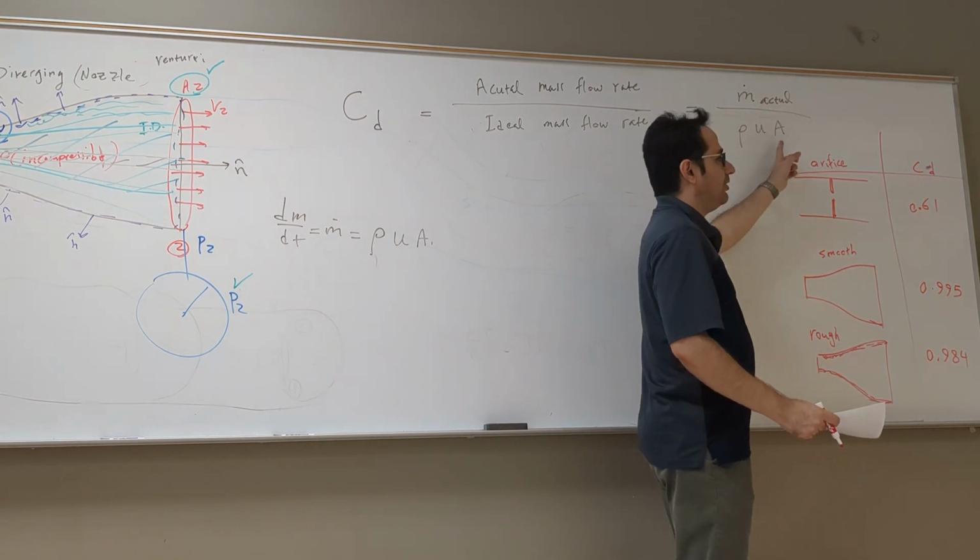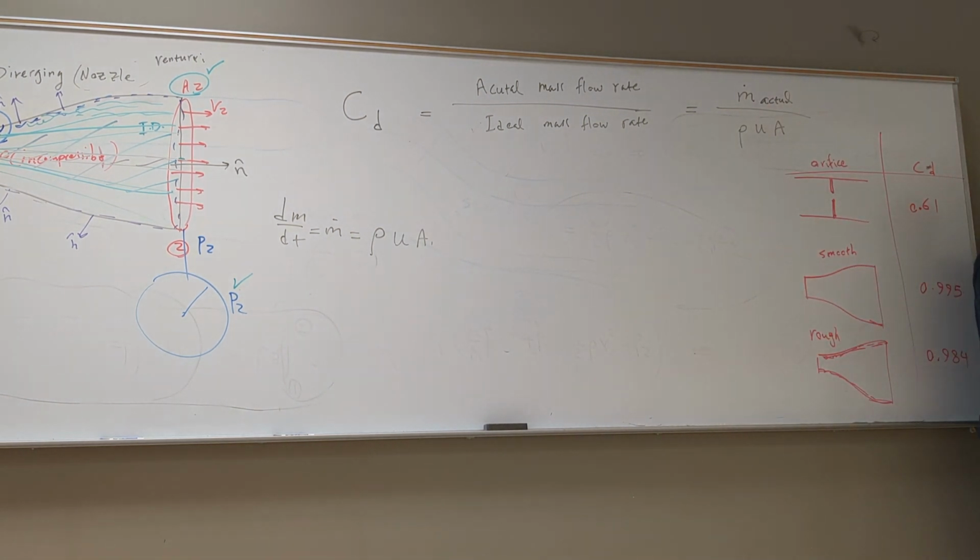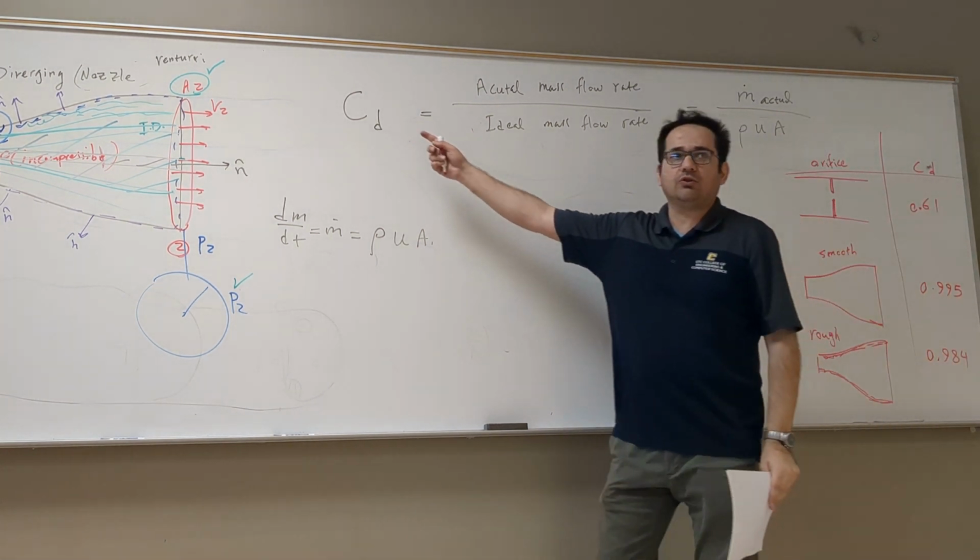You put it here, divided by ideal. You also have the cross-section IDs. You can read it on the nozzle. Then you can compute the coefficient of discharge.